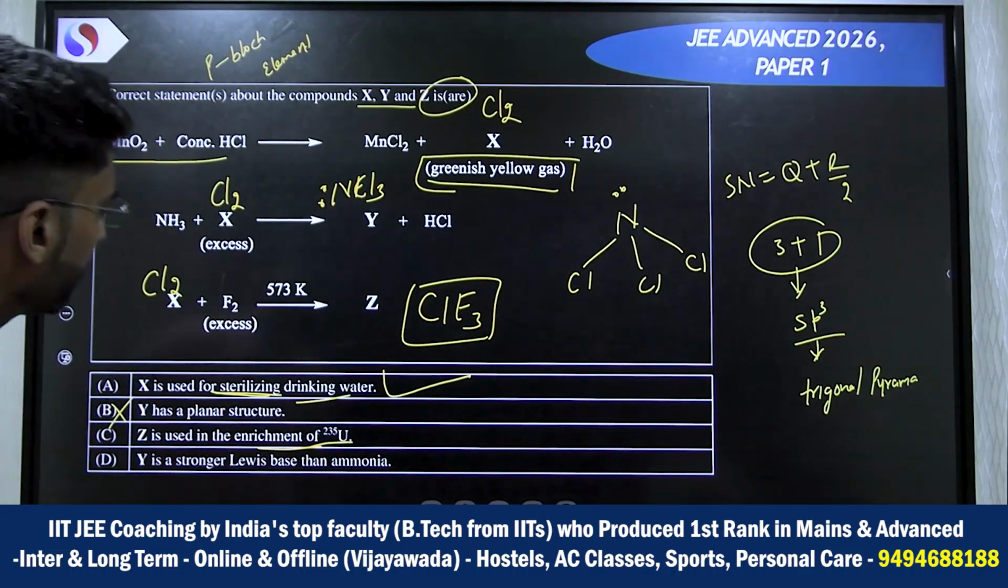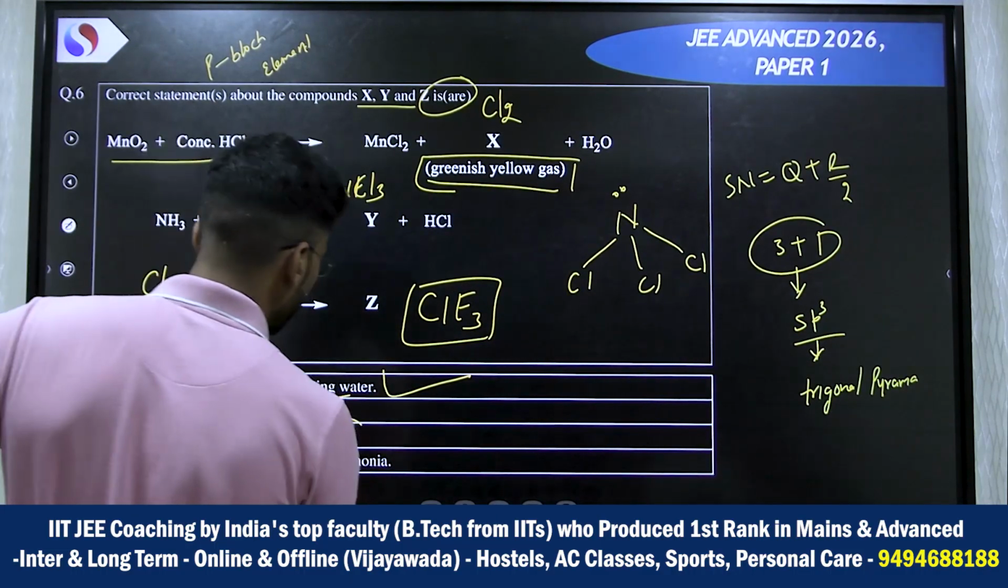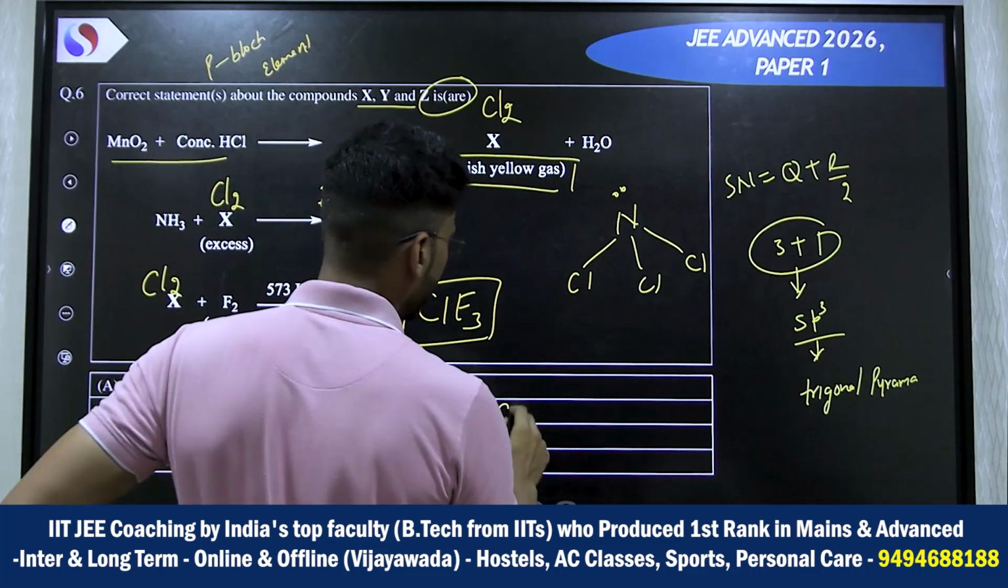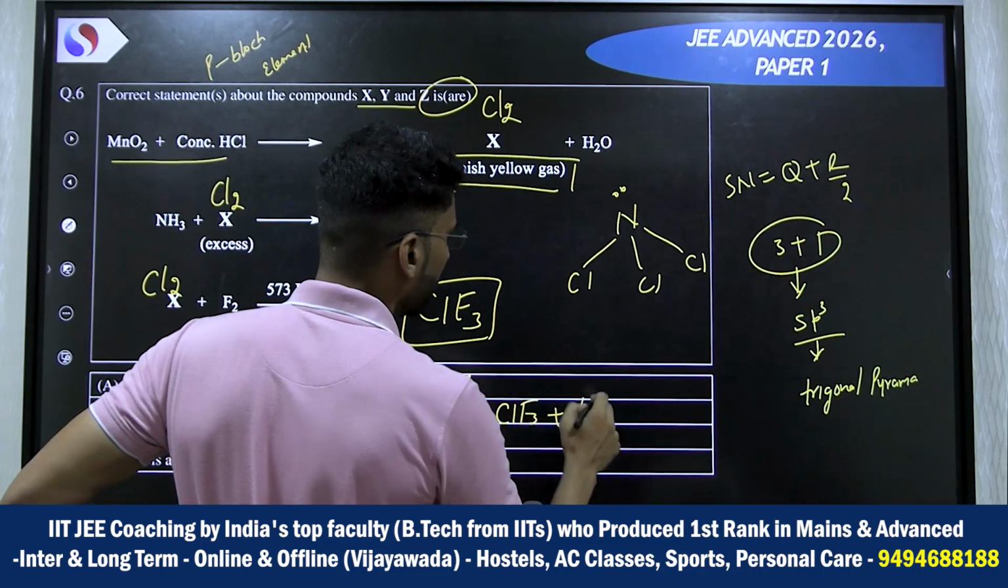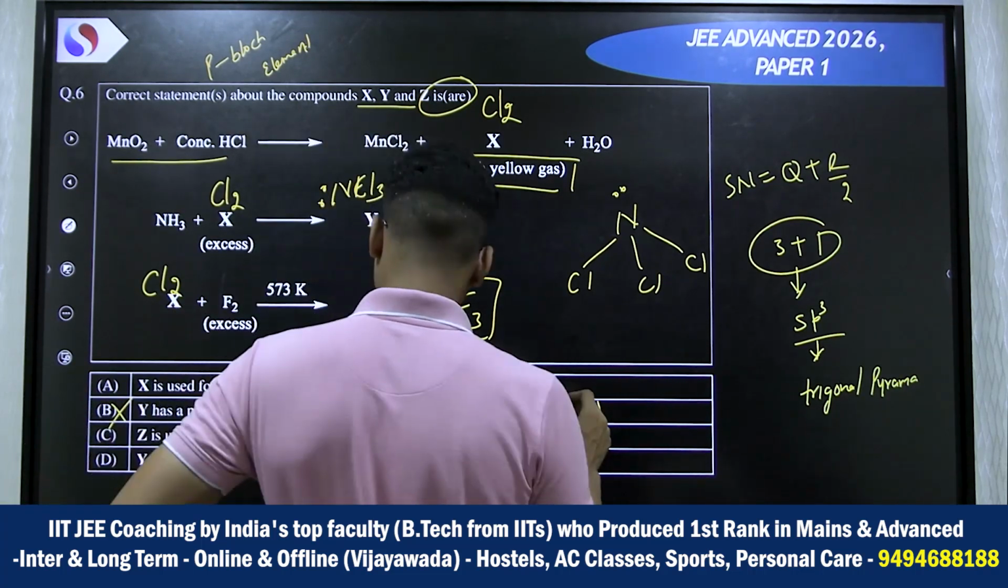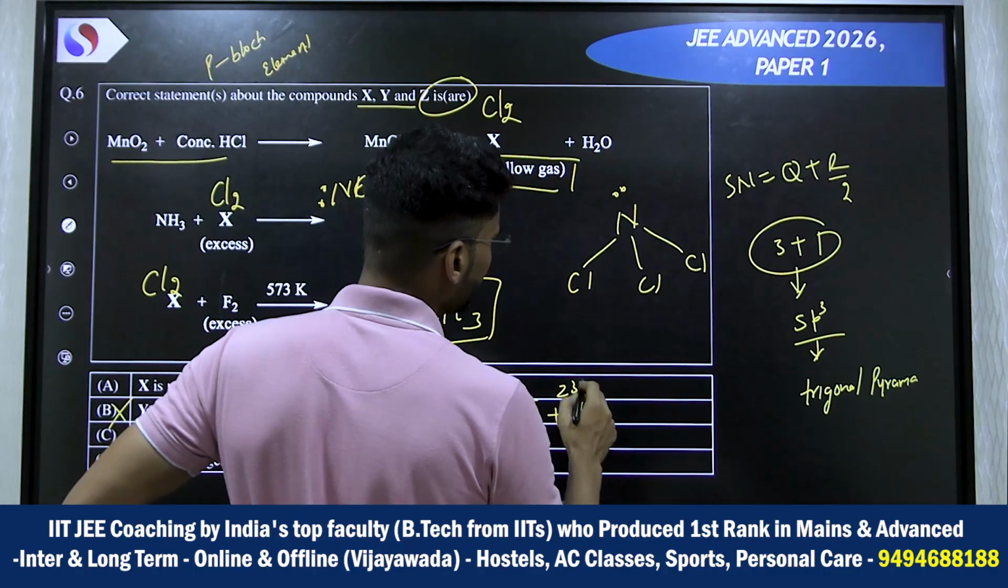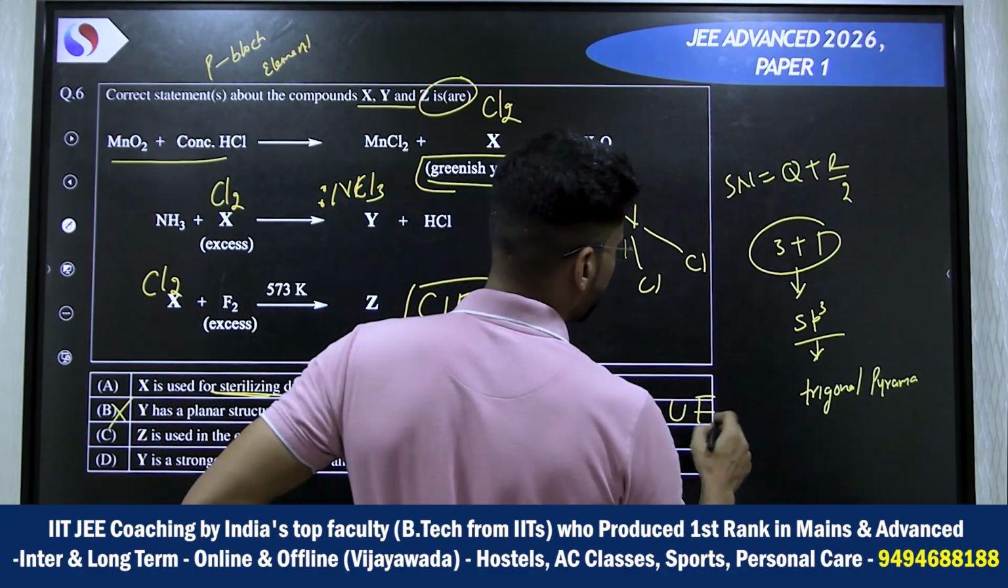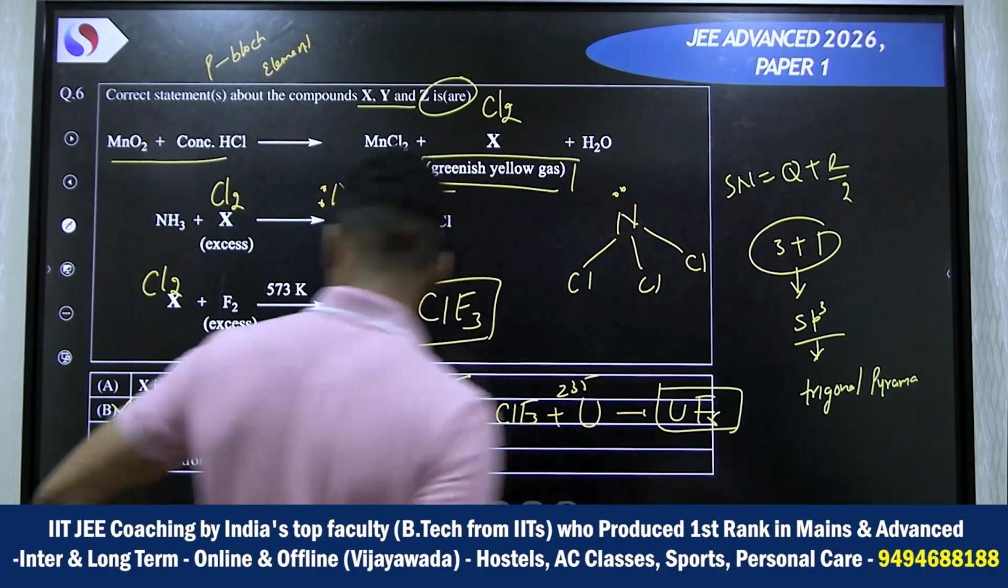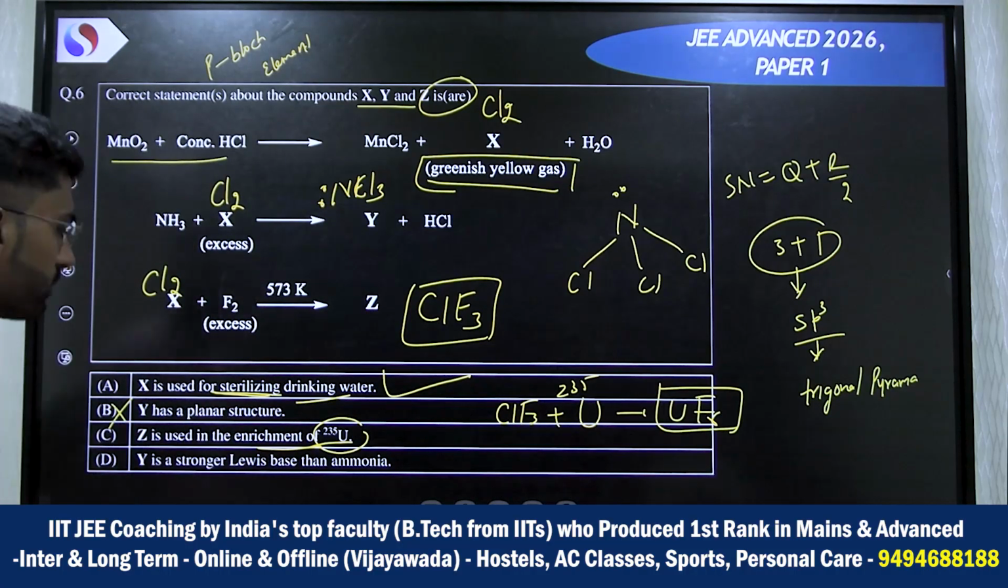Z is used in the enrichment of uranium-235. Yes, this is ClF3, used for uranium-235 enrichment. It will give UF6. This is the reaction as it is worded in the NCERT book.